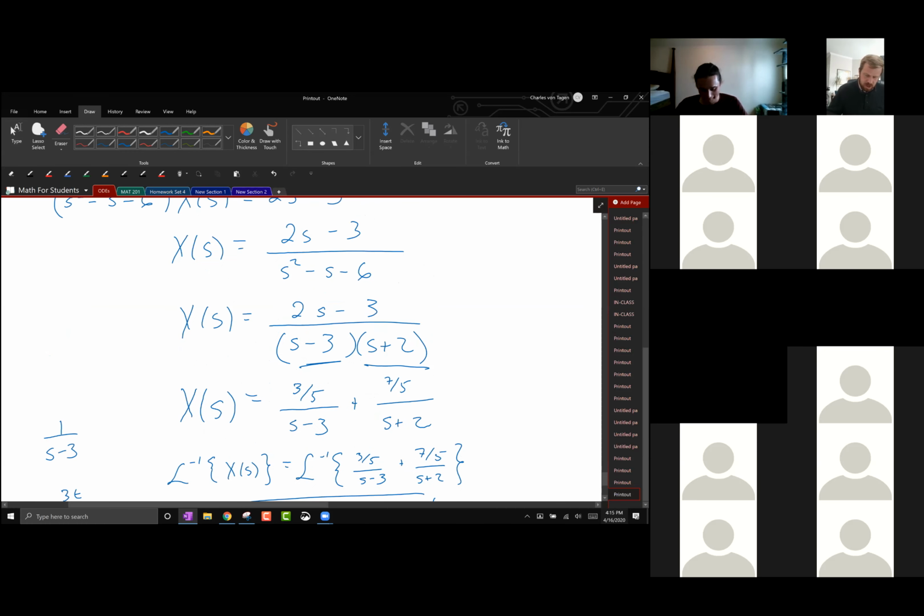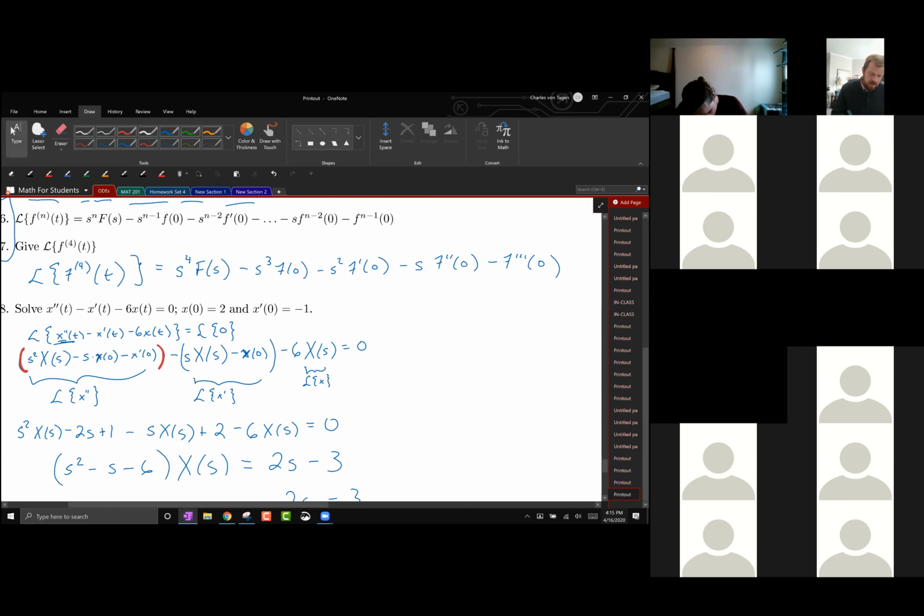Now, you can check your work, because this was an easy IVP, right? You could check your work because the characteristic equation here is r squared minus r minus 6 equals 0. And the characteristic equation factors as r minus 3 times r plus 2. So the roots are r equals 3 and r equals minus 2. So you already know the general solution is c1 e to the 3t plus c2 e to the minus 2t. And then you could go ahead and solve for your initial condition, or your constants there.